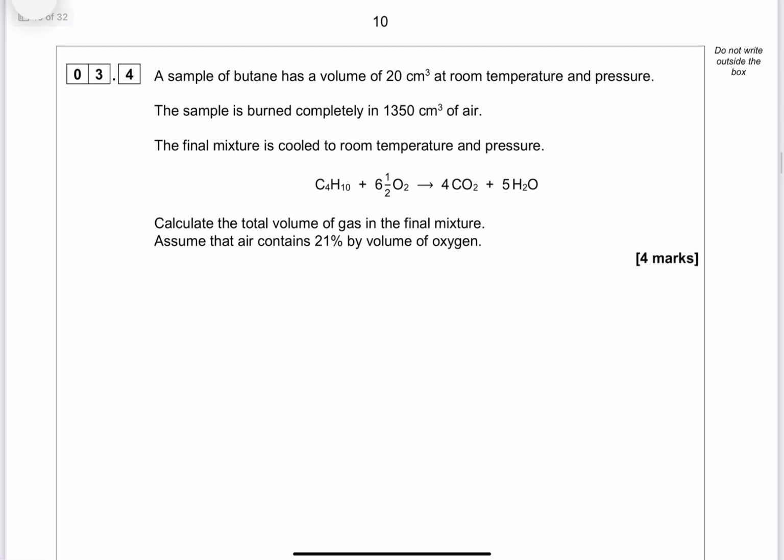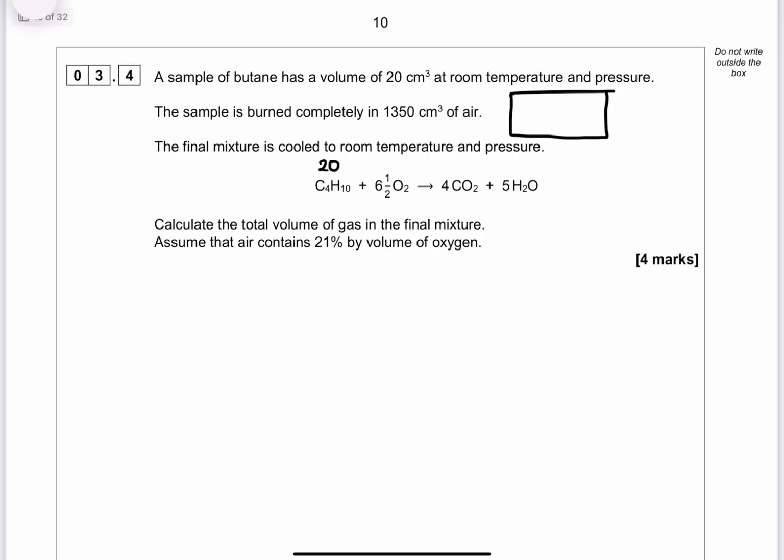A sample of butane has volume 20 centimetres cubed, and it's burned in 1,350 centimetres cubed of air. The final mixture is cooled, so it's air. So the whole of this is 1,350 centimetres cubed of air. Calculate the total volume of gas in the final mixture. Assume that air is 21% oxygen and 79% nitrogen by volume.